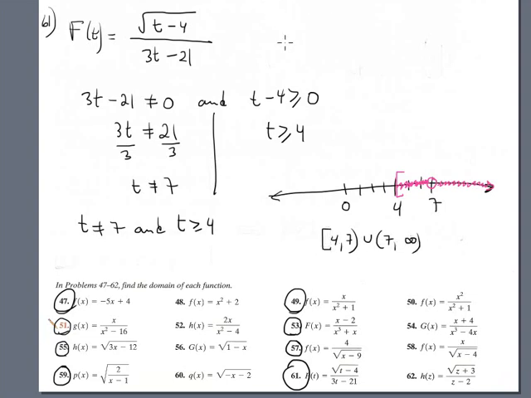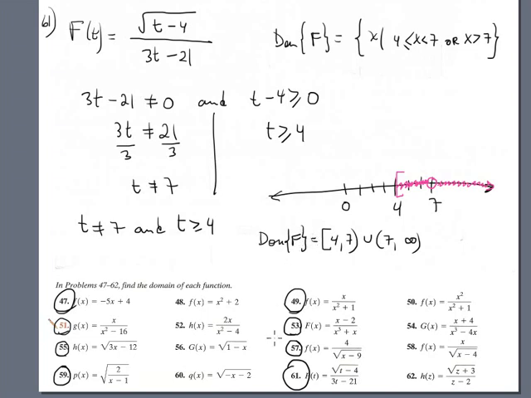Another way to express the answer is: the domain of capital F of t is x such that x is in between 4, equal to 4 and not equal to 7, or x is greater than 7. This is another way to express the same idea. Domain of f, and this is also the domain of capital F. Okay?